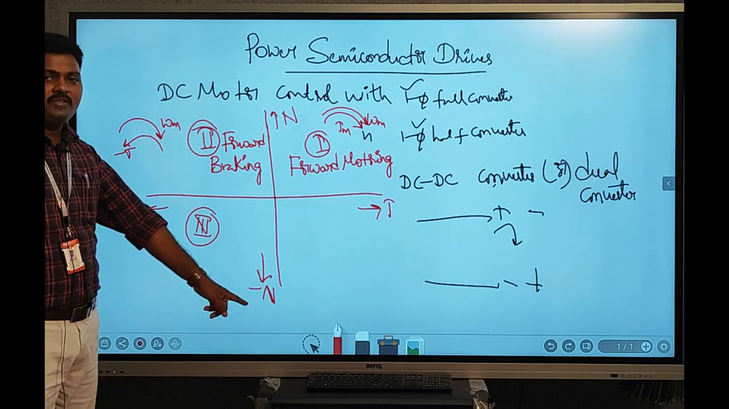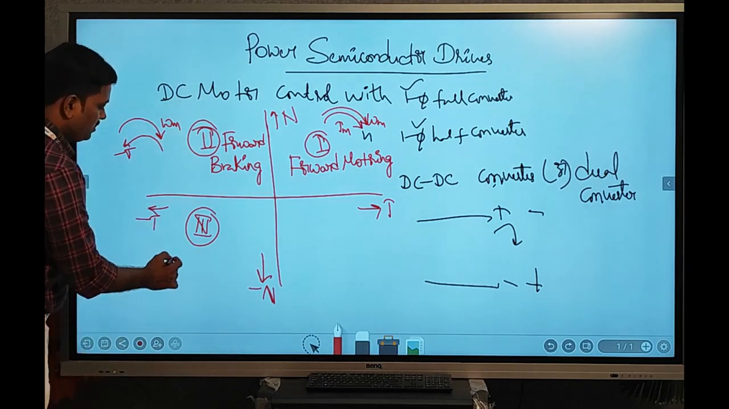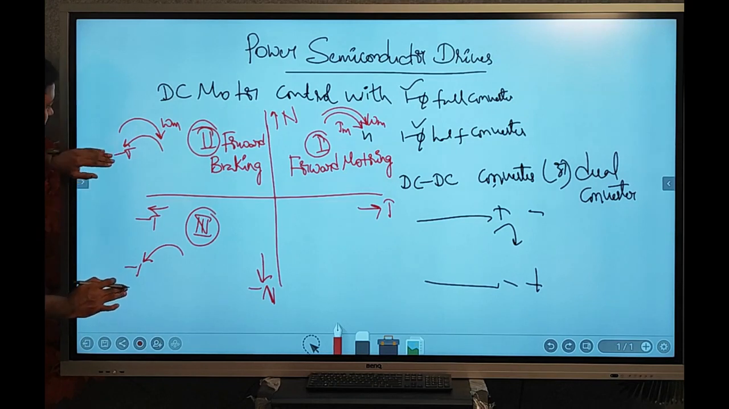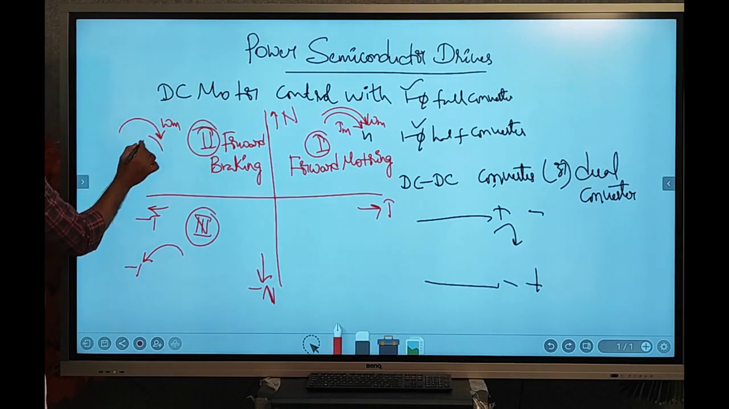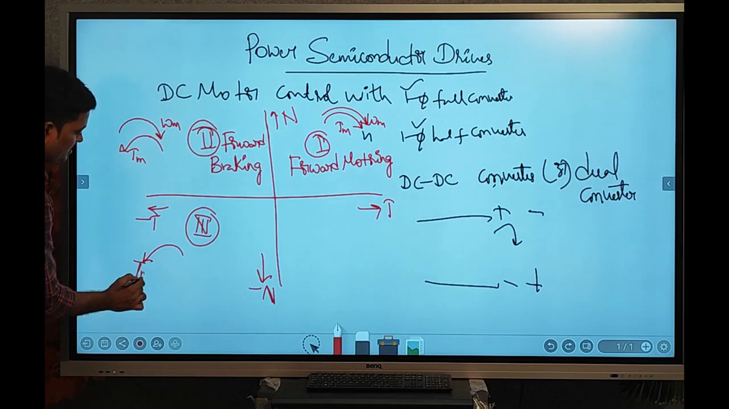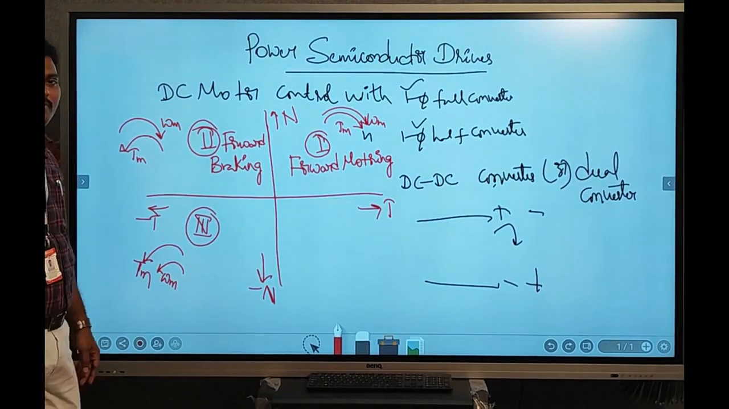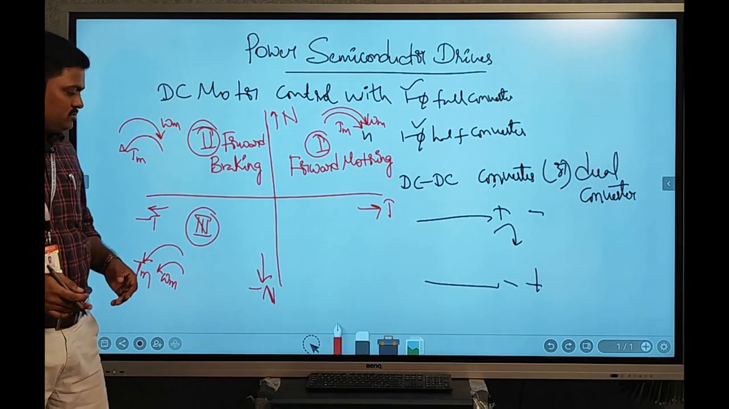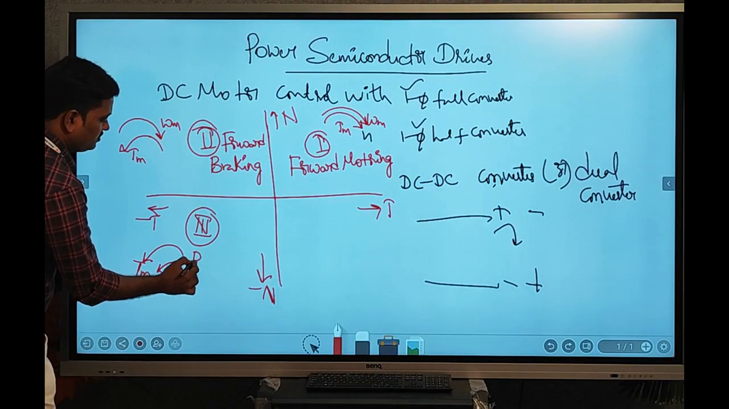And coming to the third quadrant, torque is negative, speed is negative. I mean to say, torque is developed in this direction, and speed is also in this direction. The motor is rotating in the reverse direction, and torque is also developed in the same direction. So I could say this is reverse motoring.